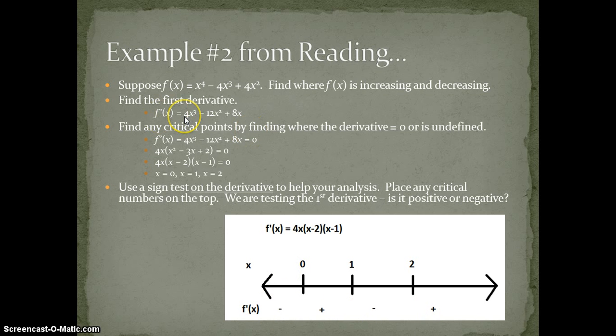If you notice, our derivative is a cubic. Well, what's the end behavior of a cubic? As x goes to negative infinity, our function also goes to negative infinity. In this case, our derivative goes to negative infinity. As x goes to positive infinity, our derivative will go to positive infinity. So it makes sense that we've got a negative on the far left and a positive on the far right.